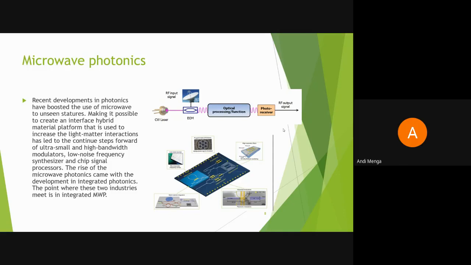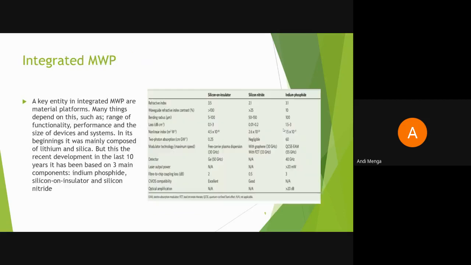So the third major part of photonics was microwave photonics. Microwave photonics has started to become more and more used in recent years because it takes input signals and goes through optical processing, which then gives us the output signal. It has become a major part of the electronics industry because of its integration with integrated circuits, so we can create integrated microwave photonics.